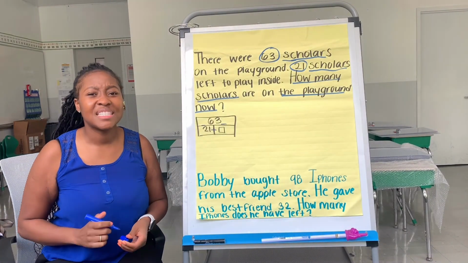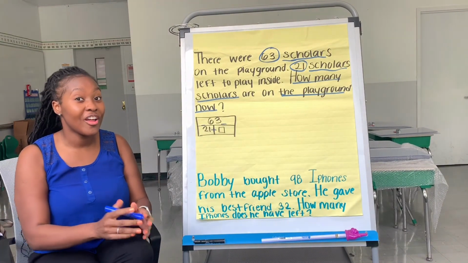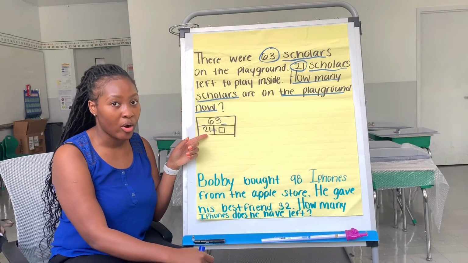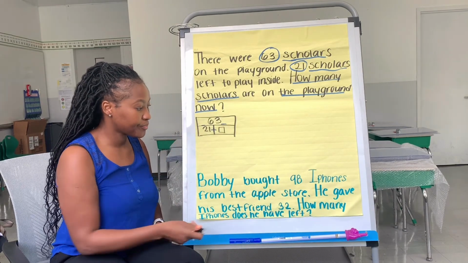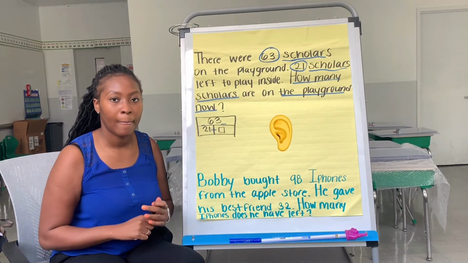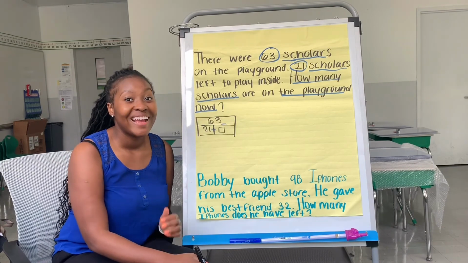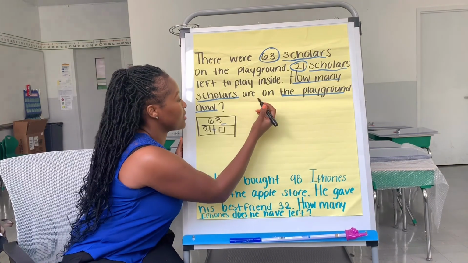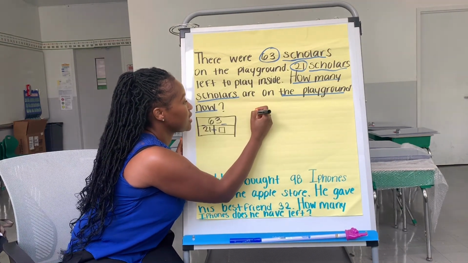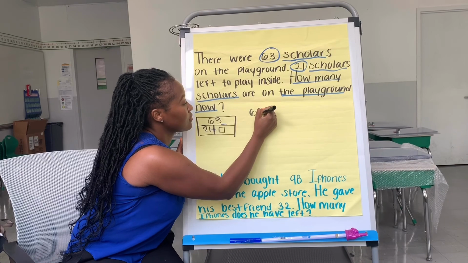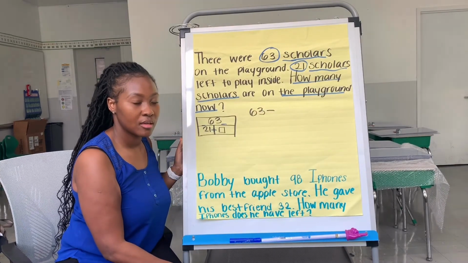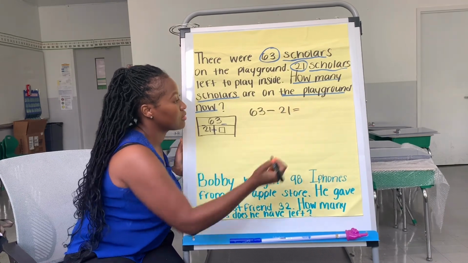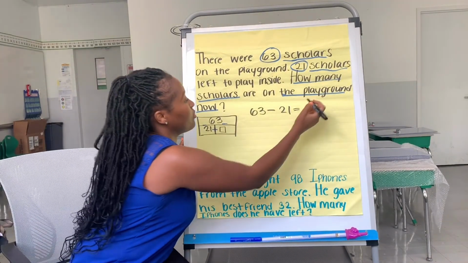What are the number sentences I can write to represent my part-whole box? What's one? Yes, I can do a subtraction number sentence. So we can do 63 minus part equals our unknown part. We don't know it yet.